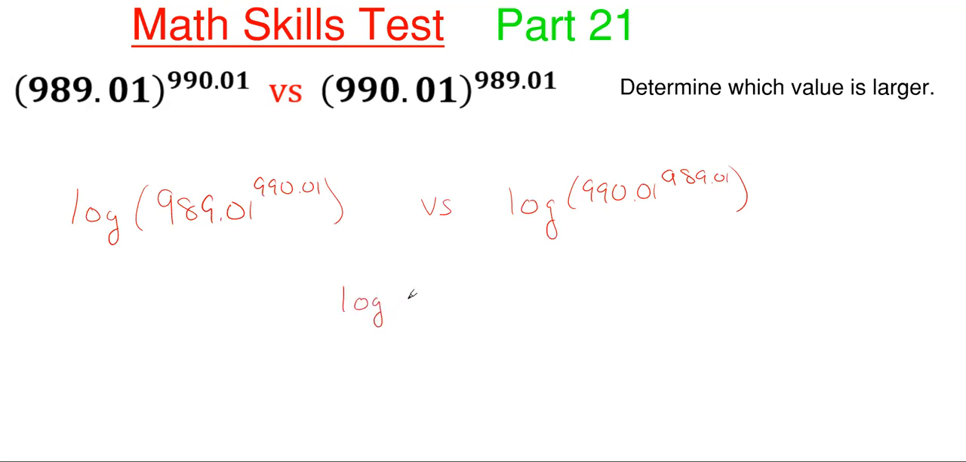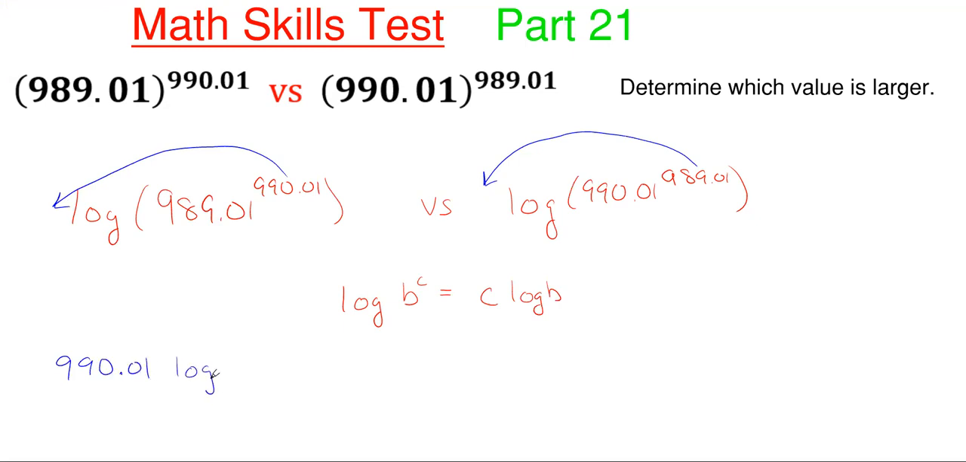Well, why did I do this? Well, if you had the log of b to the power of c, that is essentially equal to c times the log of b. So I'm going to switch them using that property. Basically the 990.01 on the left side goes in front, and the 989.01 goes in front over here. So what I'm left with is 990.01 log of 989.01 versus 989.01 log of 990.01.